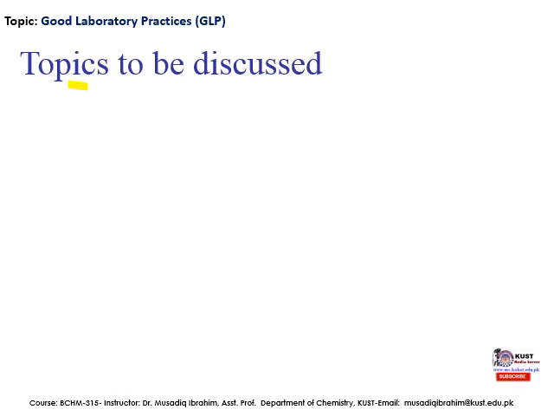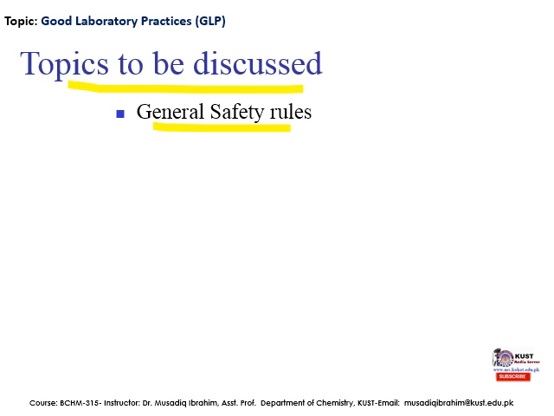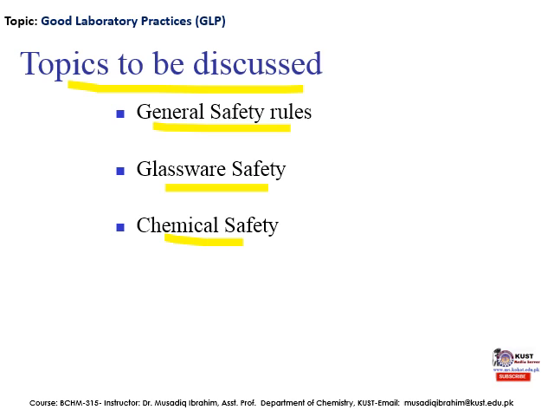Now, the topics which we are going to be discussing in this lecture include the general safety rules when working inside the lab, glassware safety, that is how to handle the glassware in a safe manner, and chemical safety. So most of the laboratories have a lot of chemicals, and some of the chemicals are hazardous in nature. So in that case, they should be handled in a safe manner.